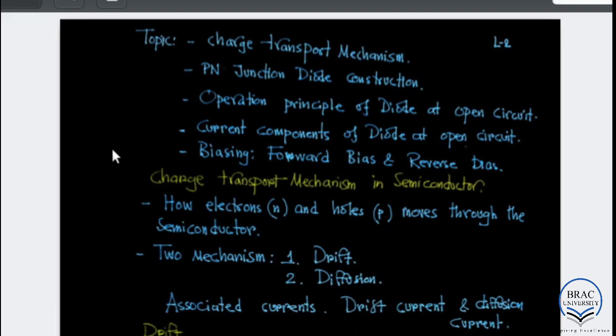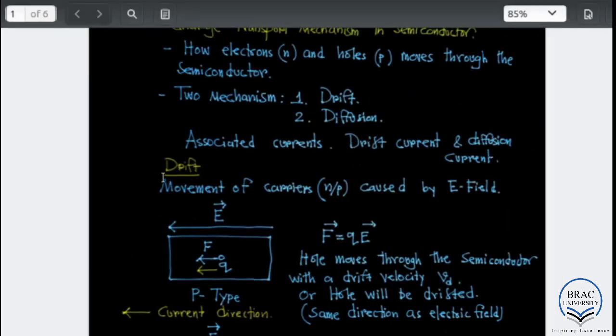And we know that movement of carriers, either electron or hole, gives rise to a flow of current. So there are two associated currents: one is drift current, another is diffusion current. At first, we are going to discuss drift. Drift is the movement of carriers, which are electrons and holes, caused by the electric field.